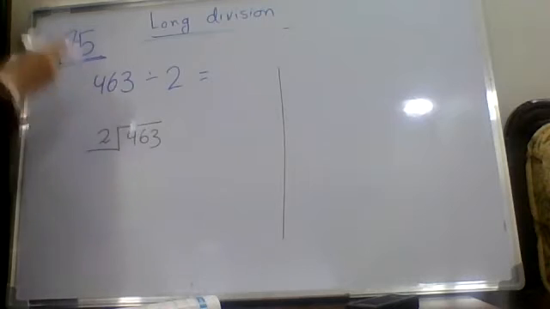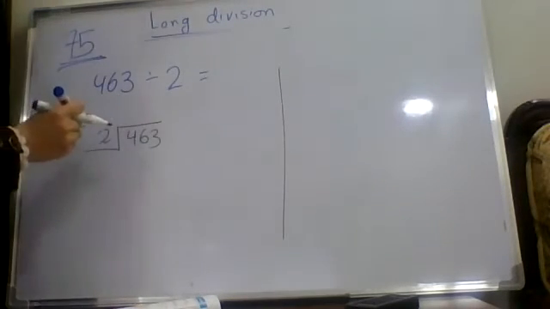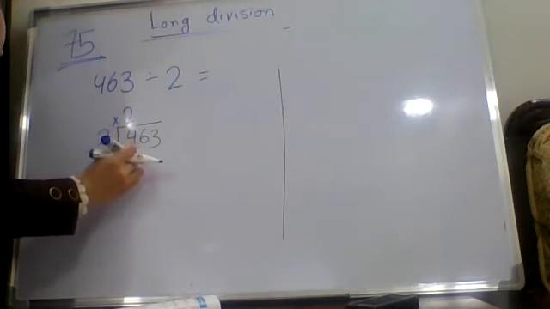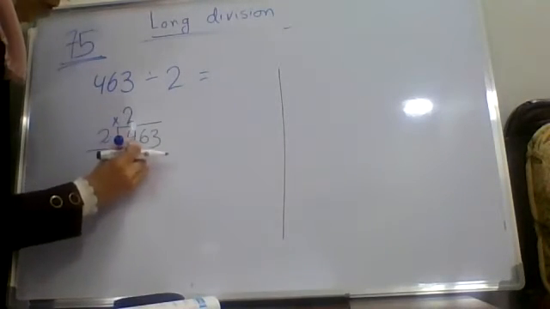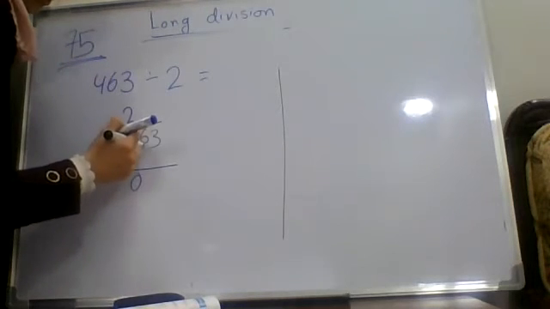I have 2. The first one, which is 4. How many 2 inside this 4? I have 2 4s, 2 2s. Okay, 2 times 2 equals 4. Subtract it, equals 0. Now we need to check number 6.